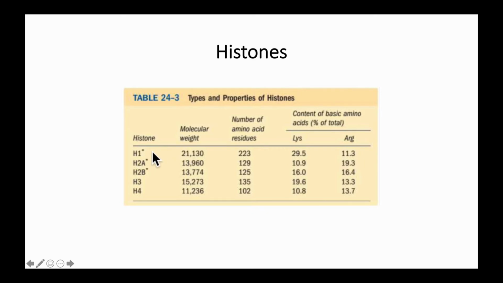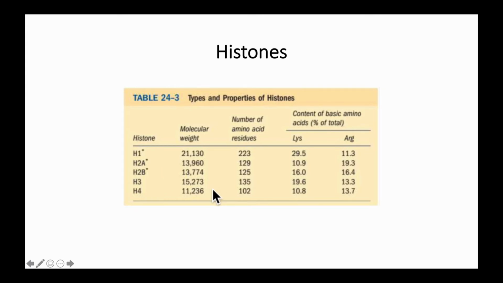And then you can see H1 is the heaviest. When you look at the molecular weight, it's the highest out of all of these. How large is it? Well, again, H1 tends to be much larger than the rest of them. It's made up of about 223 amino acid residues. Again, you can see that all of these are very rich in lysine and arginine. So again, you look at H2A, its molecular weight is roughly the same as H2B. And even in terms of amino acids, there's not much of a difference, just 4 amino acids between the two.